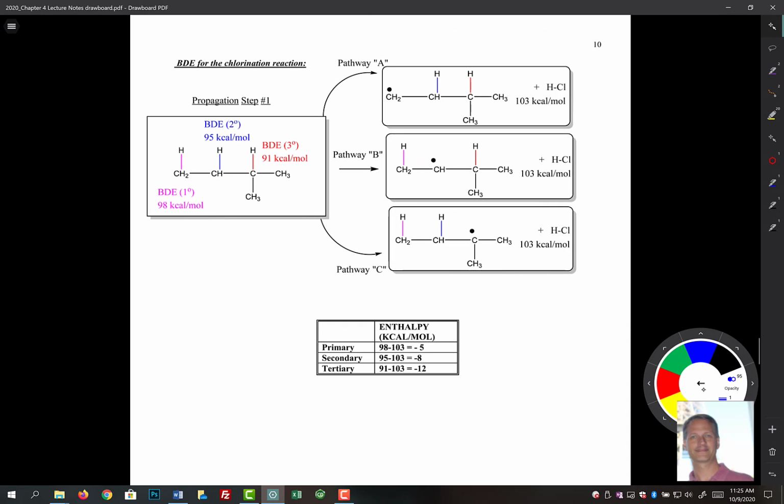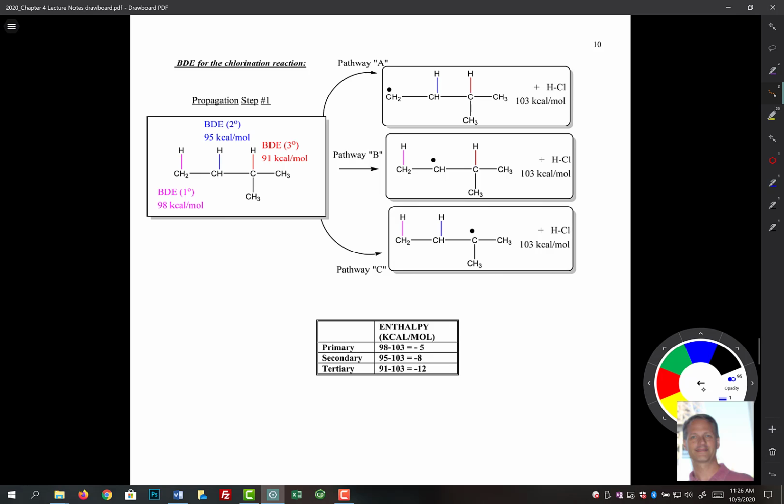Let's look at some BDEs for chlorination. I tried to make this nice for us so we didn't have to write down a bunch of stuff. So here is this molecule, and this molecule has a primary position. So here's our primary position. It has a secondary position in it, and it has a tertiary position in it. That's the tertiary position. Here's the secondary. Here's the primary. And then from a BDE table, we have a BDE of 98 for this primary, 95, and 91 for tertiary here.